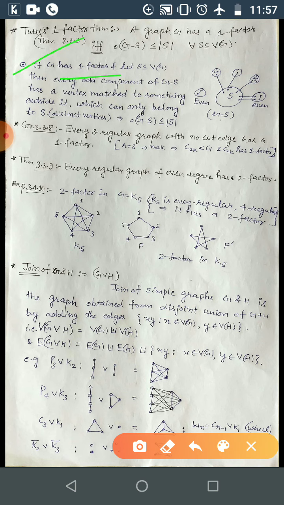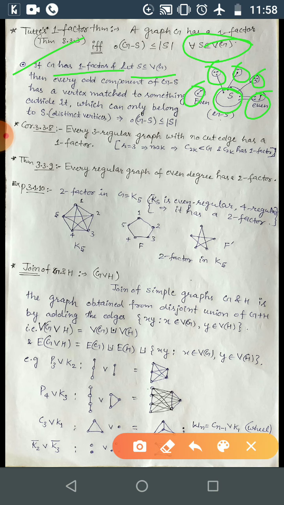If G has a one factor, and you consider S to be any arbitrary set of vertices, then every odd component of G minus S... Suppose G is a graph and you have taken out S, then you will be left with G minus S. So this was the S, this you have taken out. Then G minus S will have some components, if it is disconnected.